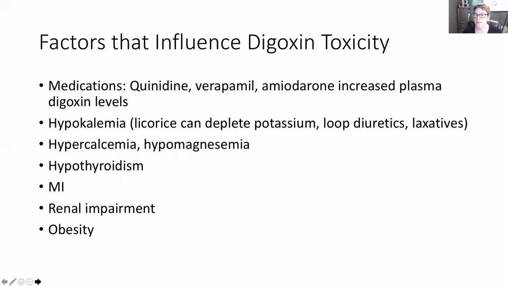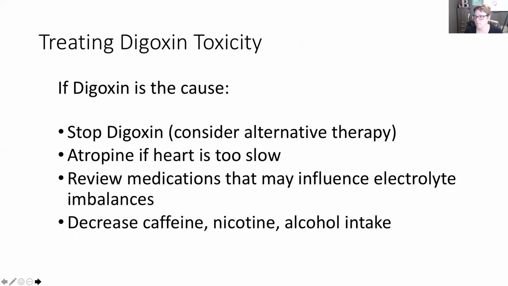Hypokalemia. Now, this is one thing people often don't think about, but when patients are eating licorice at the bedside, it can actually deplete our potassium levels and create a hypokalemic picture. If they're on loop diuretics, that's another one that will deplete potassium levels in the serum. Hypercalcemia and hypermagnesemia, hypothyroidism. If they've had a heart attack, so we have irritated tissue already. Kidney impairment, if we're not able to excrete that digoxin, then we're going to have more available. And obesity is another one.